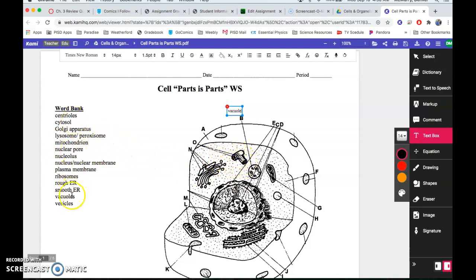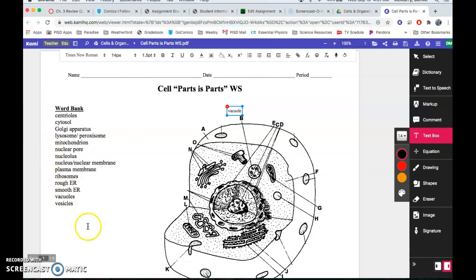Now, all the words over here will be used at least once. Some of them may be used more than once, but all of them will be used at least once. So like I said, label the ones that are the most obvious, and then you have to look through the rest. Some hints also: rough ER is always going to have little bumps, or ribosomes, on the outside of it.